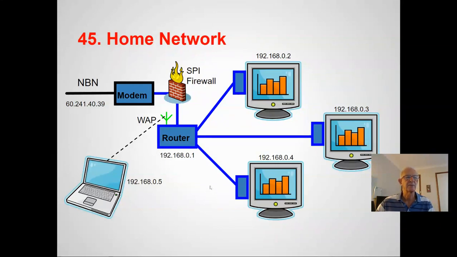So this has been happening for ages, this readdressing, or what's called NAT, network address translation, has been occurring, and the router looks after all of that. It allocates these internal addresses and does the number translation as well.